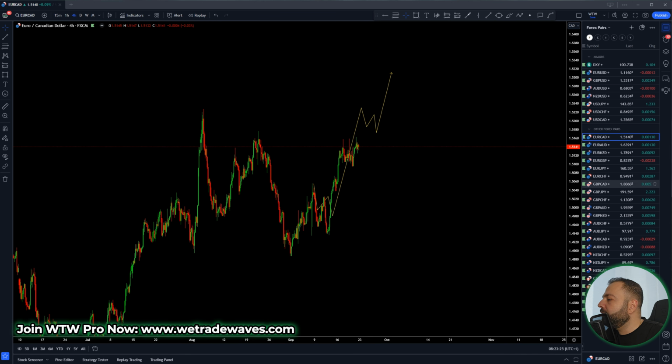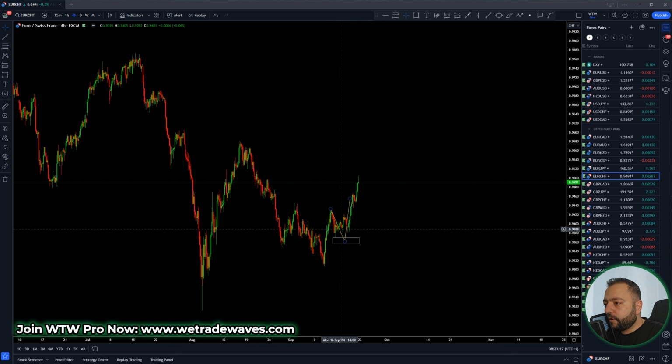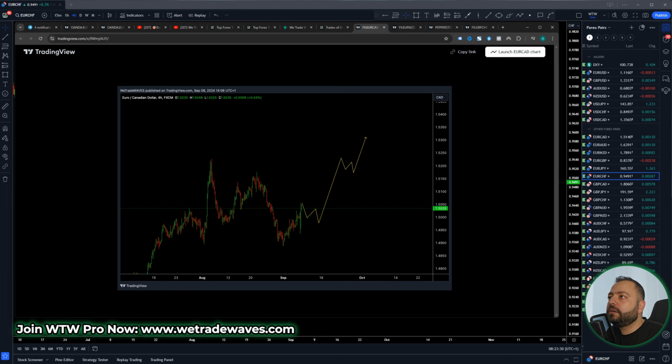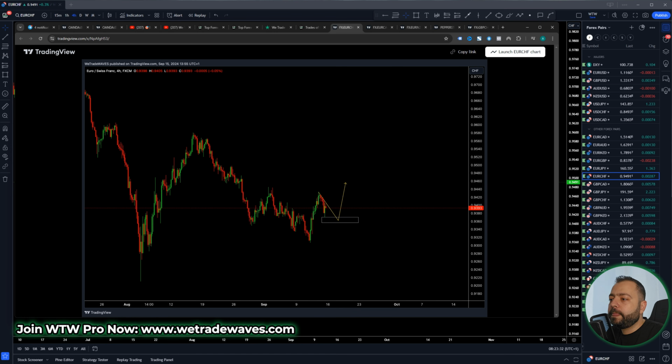If we go to Euro Swiss, for this one, corrective structure up. Back to this one here. Look at this. This is Euro Swiss. Corrective structure up. All right. These are trades, guys. They are not predictions. Okay. So just for those who think that, all right, guys, you know how to predict the market. Perfect. But are you guys really making money from the trades?